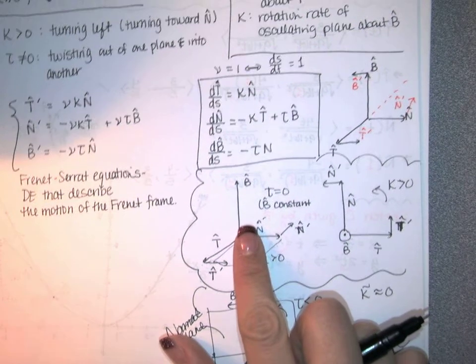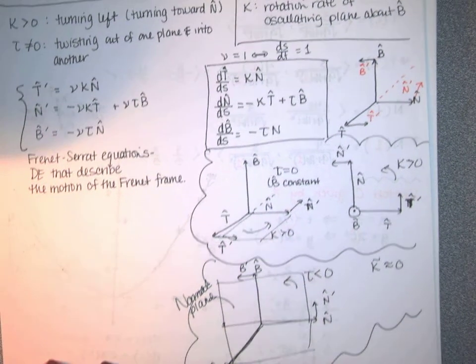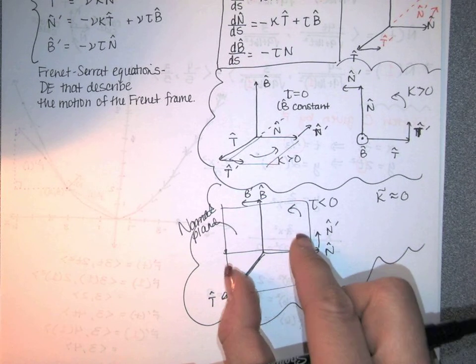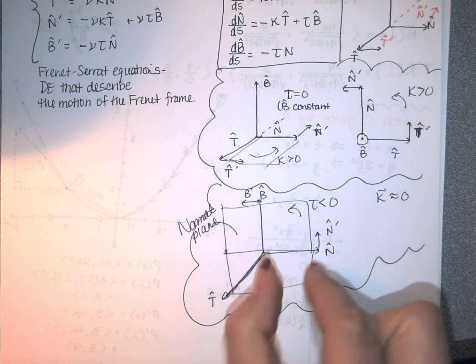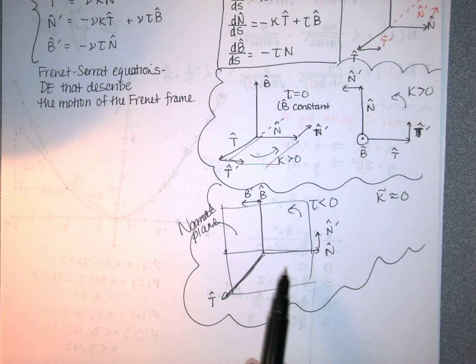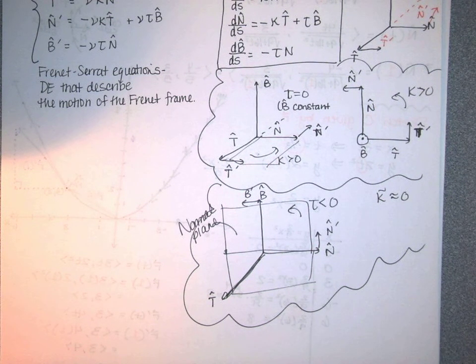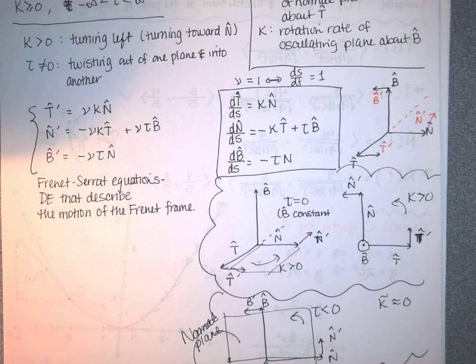B hat's pointing straight up like bumper cars. You're just turning left and right. So this plane is rotating. Here, the direction we're going is staying the same. But the plane that we're in starts to change as n hat starts to move, it starts to rotate around t hat like this. That's it.